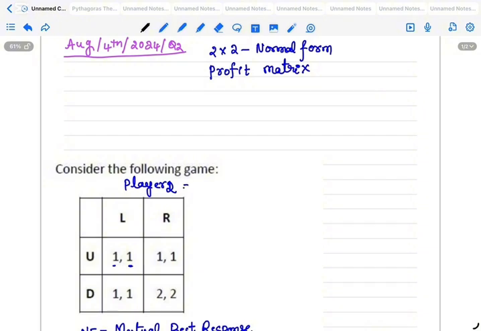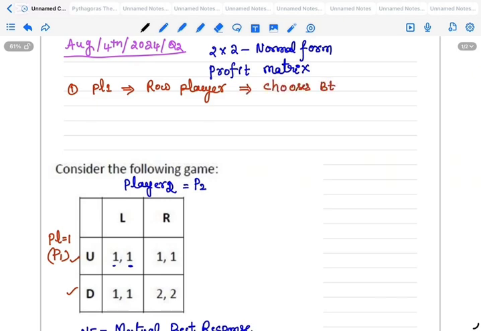Player 1 is a row player. That is player 1 here, this red color. Player 1 represents the row player. He selects U or D, right? These are the rows U and D. The row player chooses between U and D, that is up or down. Player 1 selects either U or D, up or down.